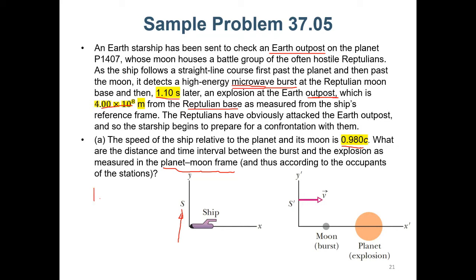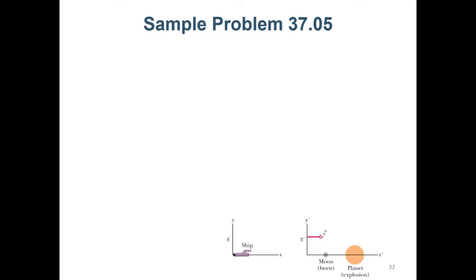So 1.1 seconds is delta t. If we assume S is the reference frame of the ship, although you feel like the ship is moving and the moon and the planet don't move, here we just assume that S is the ship, so it will look like the moon and the planet move away from the ship with a relative velocity v. So in this question, we know that v is 0.98c, and also delta x is 4 times 10 to the 8. So we can just substitute all the stuff into the Lorentz transform.